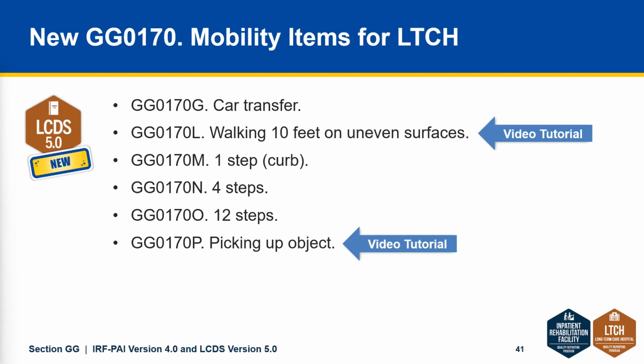As we previously discussed, the new items include GG0170G, car transfer, and GG0170L, walking 10 feet on uneven surfaces. There are also the 3 new stair items, GG0170M, one-step curb, GG0170N, 4 steps, and GG0170O, 12 steps. And finally, GG0170P, picking up object, is also new. For additional training, there are video tutorials available on the IRF-QRP training site for GG0170L and GG0170P. These trainings include an overview of the items and how to code the items appropriately based on examples provided in the videos.